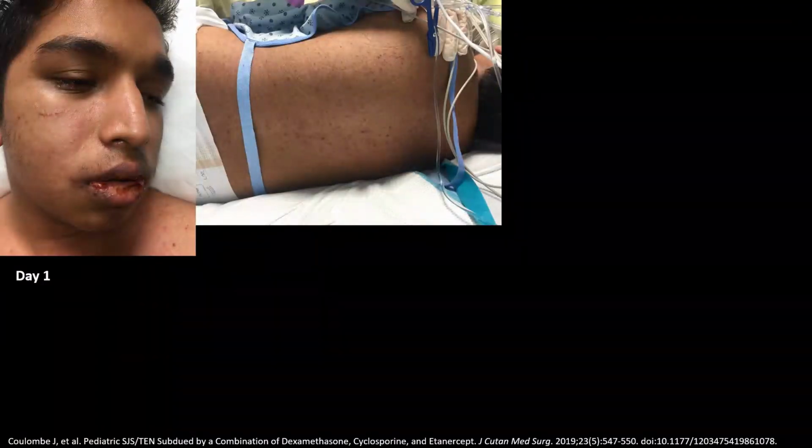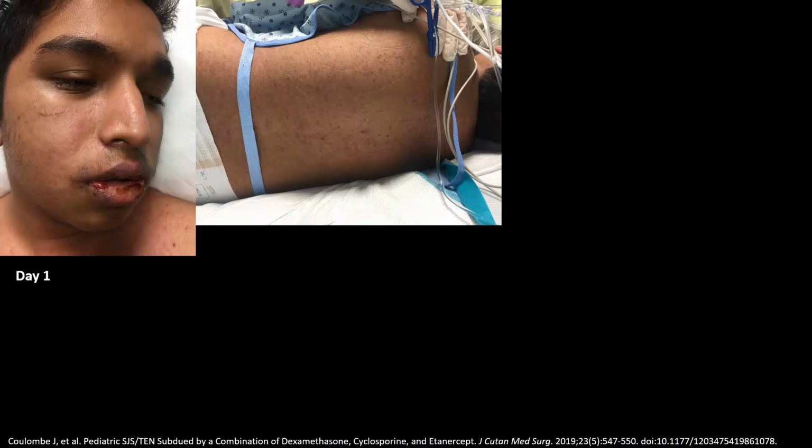Here is another example of how making an early diagnosis and starting a treatment early can really change the disease trajectory for an individual patient. So this is a 17-year-old male who presented to the emergency room with some blistering of his mouth and some irritation of the eyes, as well as this rash that was starting to blister on his body. He had just started carbamazepine 15 days ago for a newly diagnosed seizure disorder.